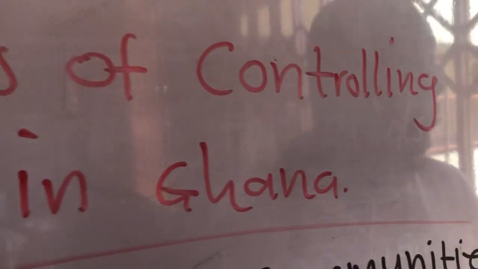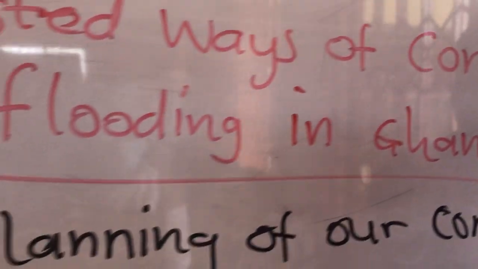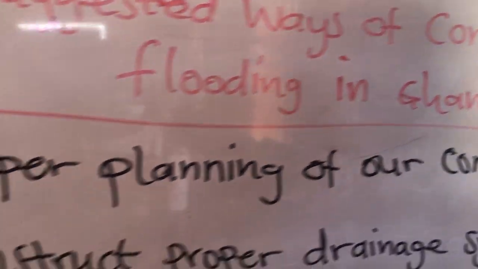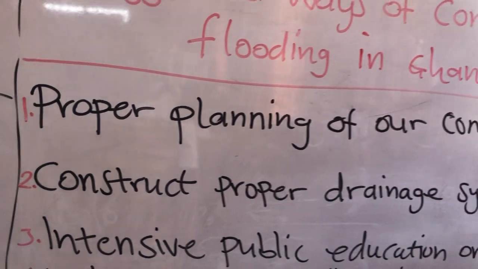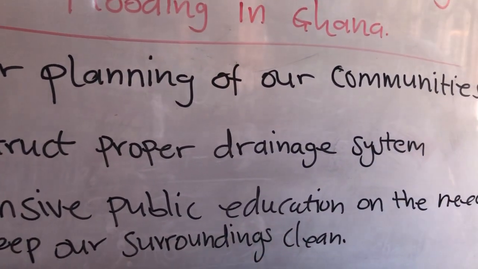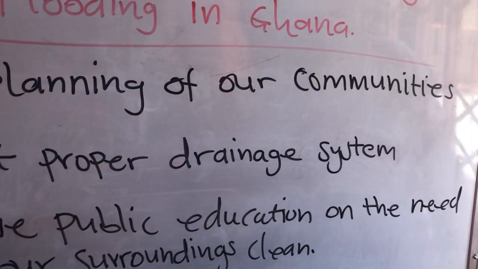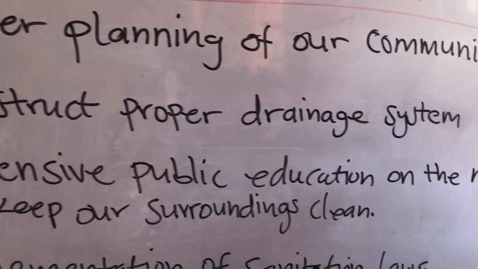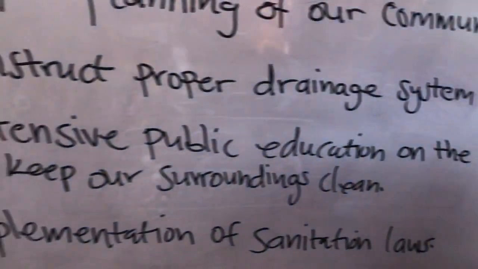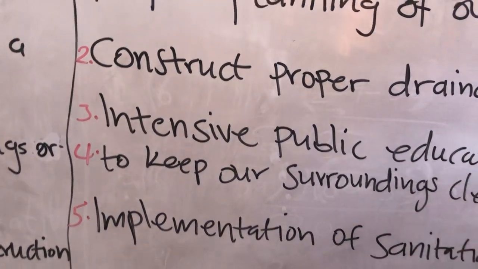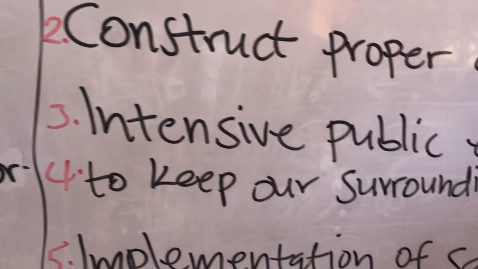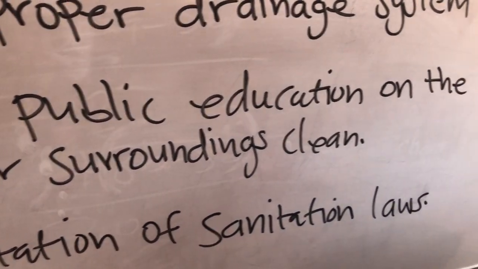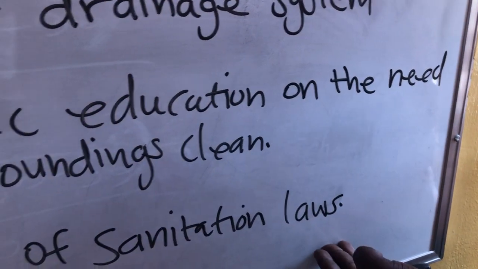The second one is to construct a proper drainage system. There must be a proper drainage system to allow rainwater to have free flow to the sea. Okay? The next one is that there should be intensive public education on the need to keep our environment or surroundings clean. We must be educated that when we keep our environment clean, it is for our own benefit. The last one is implementation of sanitation laws.